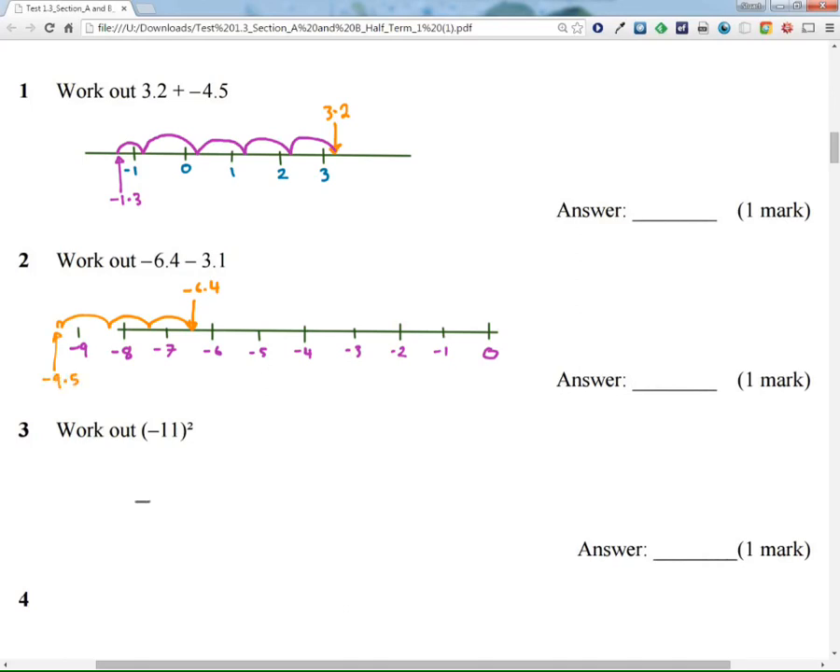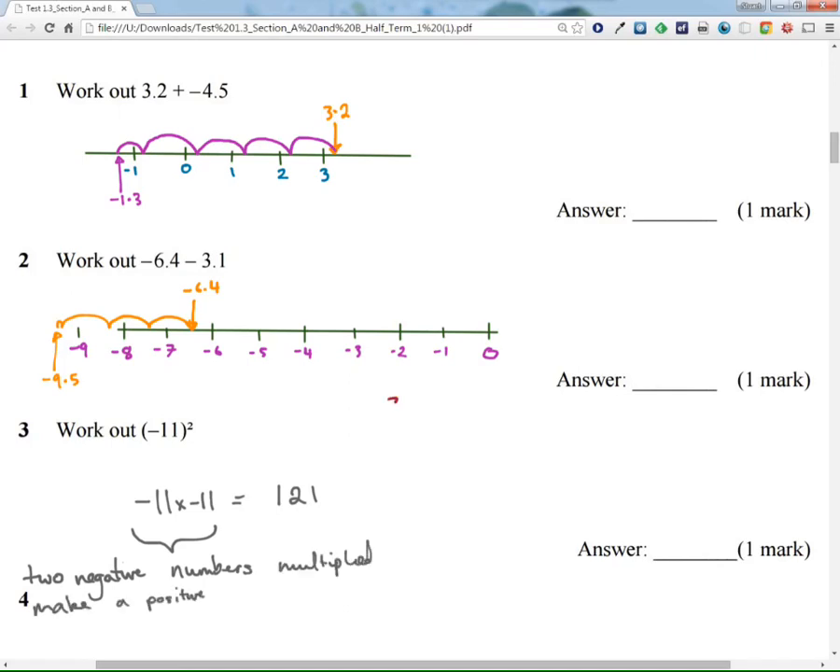Okay, so question 3, minus 11 squared. Some people incorrectly thought this was minus 11 times 2. It's not minus 11 times 2. It's minus 11 times minus 11, minus 11 squared. So you should write this as minus 11 times minus 11. You should also know that a negative number times a negative number will end up giving us a positive answer. So the answer should be 121. Okay? So two negative numbers multiplied make a positive.